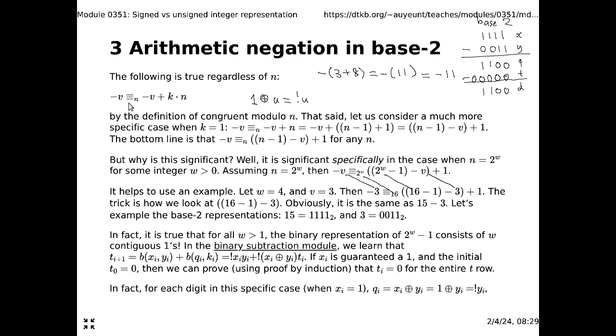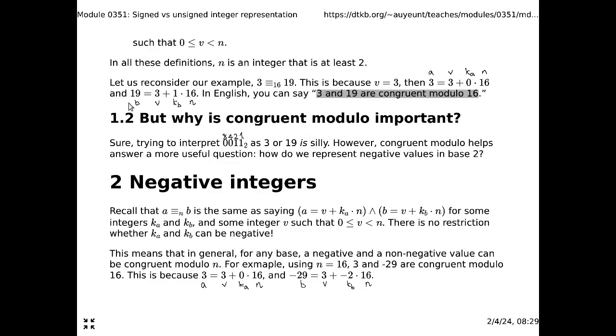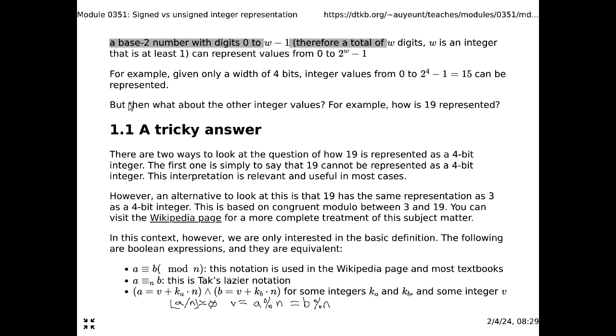And why is that the case? Because it is by definition. What definition are we talking about? The definition is something that we talked about at the beginning of the previous class. What does it mean when I say A and B are congruent modulo N? It means that A can be expressed as some kind of value V, plus a coefficient times N, and B can be expressed as the same V plus possibly a different coefficient times N.